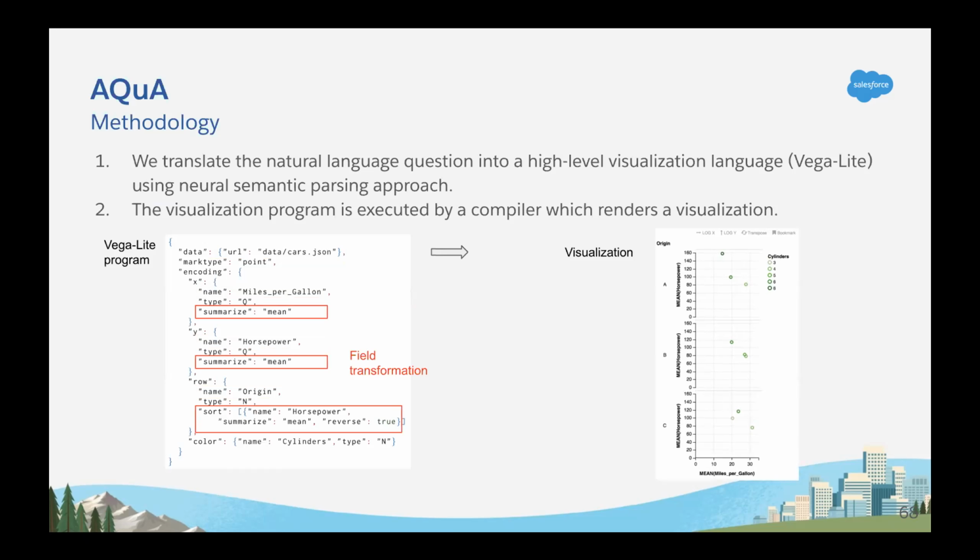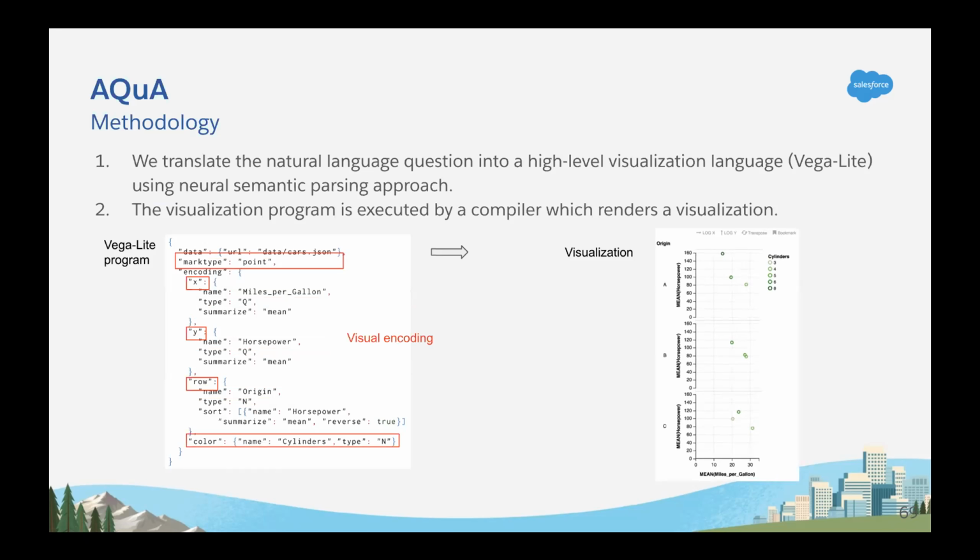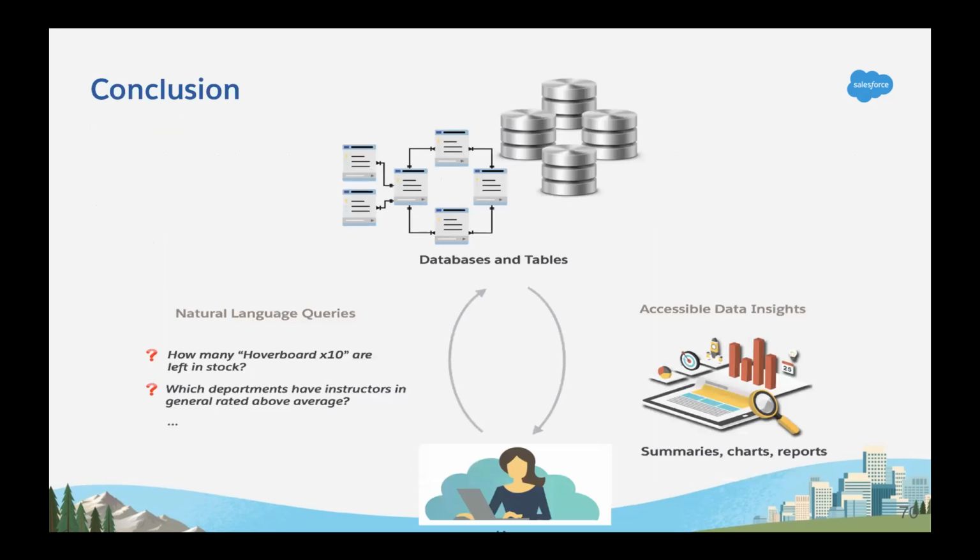And the third one is the very important one: the visual encoding. How to visualize the data, so that it is a proper visualization, not a random visualization. This is very cool, and our researchers are very excited about this project. Hopefully this paper and this dataset will be released soon.